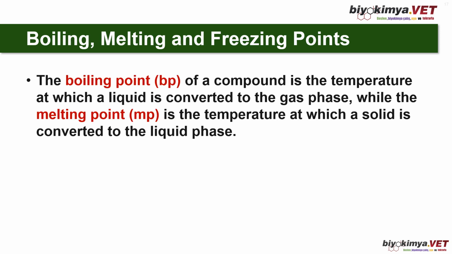The boiling point (BP) of a compound is the temperature at which a liquid is converted to the gas phase, while the melting point (MP) is the temperature at which a solid is converted to the liquid phase. When a liquid is heated, it eventually reaches a temperature at which the vapor pressure is large enough that bubbles form inside the body of the liquid. This temperature is called the boiling point. Once the liquid starts to boil, the temperature remains constant until all of the liquid has been converted to gas.